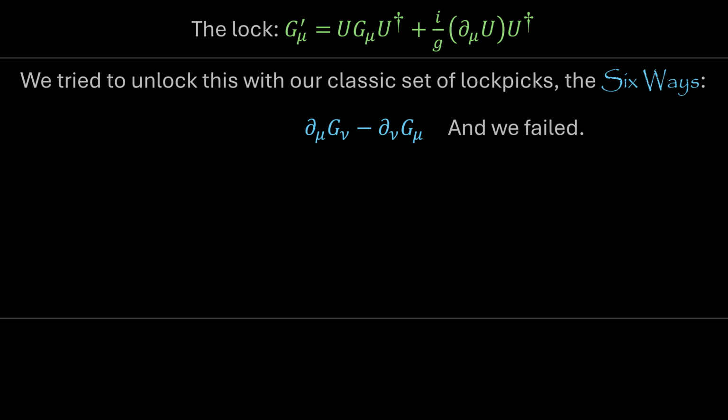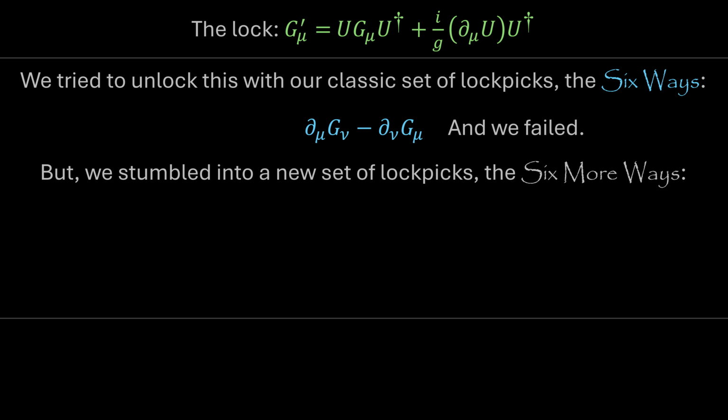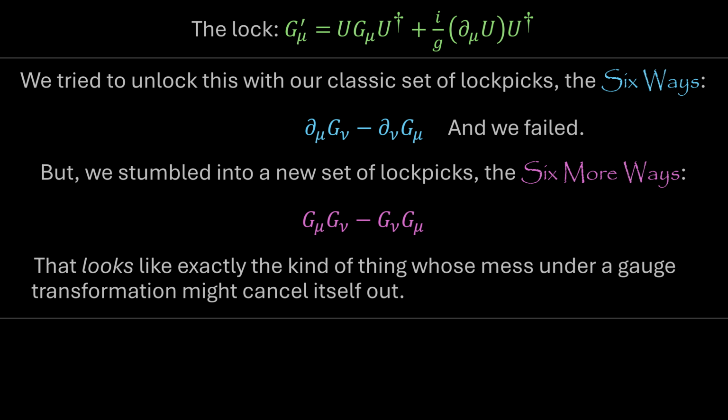But then reflecting on that for a while, we stumbled into what appears to be a new set of lockpicks, which we're kind of jokingly calling the 6 more ways, okay? And don't worry, we're going to articulate this better in a moment. But anyway, this expression is something that sure looks like it might be the kind of thing where the mess created by both of these components hopefully will cancel itself out under a gauge transformation, or at least will be something that we can combine with the classic 6 ways to come up with an entity whose components all collectively cancel out.